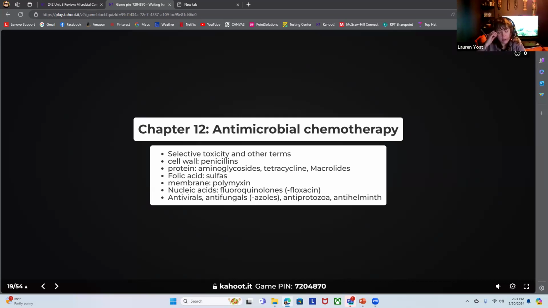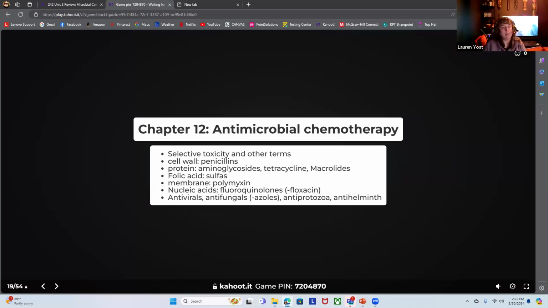Then we have the categories of drugs that can affect bacteria, and then the categories that do not. Within bacteria, we have the cell wall, protein, folic acid, the membrane, and the nucleic acids, all of those being categories that the antibiotics can affect. And remember, antibiotics only affect bacteria. That's it. So these are all dealing with just antibiotics.